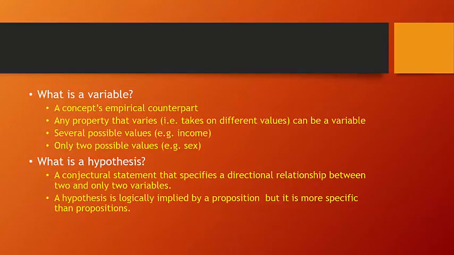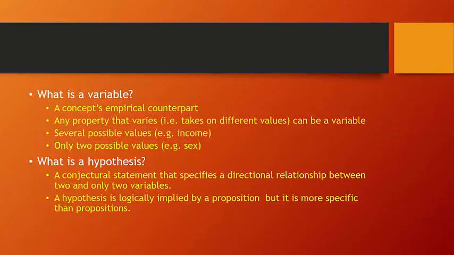Now, a variable is any property that varies or takes on different values. Anything that takes on different values can potentially be a variable. And our variables are empirically observable properties that take on these different values. Some variables have many possible values. For example, income might have, someone might make $1,000, someone might make $50,000, and anywhere in between. And some can only take on a couple of different values. For example, gender, where you have males and females.